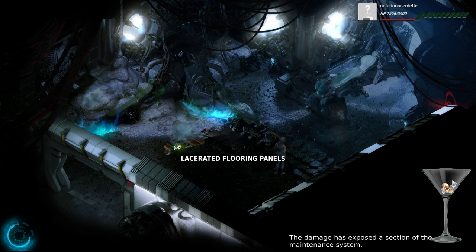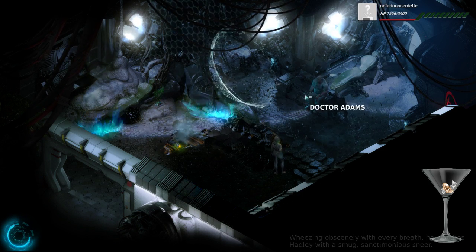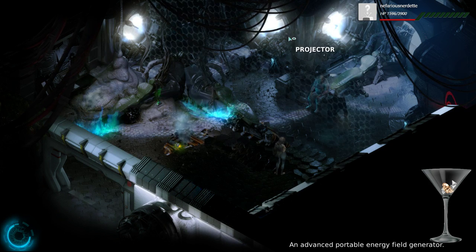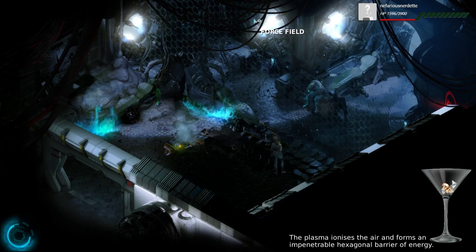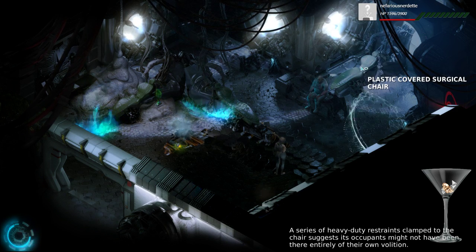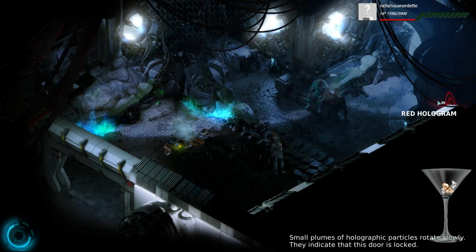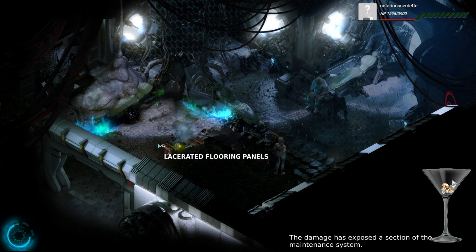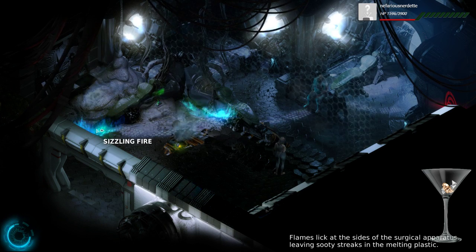Alright. Lacerated flooring panels, the damage has exposed a section of the maintenance system. Got another PDA, smoldering flames, and isolated fire loiters between the congealing clots of fire suppression foam. Dr. Adams, wheezing obscenely with every breath, he watches Hadley with a smug, sanctimonious sneer. Anything else? Projector. An advanced portable energy field generator. Force field. The plasma ionizes the air and forms an impenetrable hexagonal barrier of energy. Plastic-covered surgical chair. A series of heavy-duty restraints clamped to the chair suggests its occupants might not have been there entirely of their own volition. Red holograms. Small plumes of holographic particles rotate slowly. They indicate that this door is locked. Good. Got PDA, lacerated flooring panels. Yep. Fire suppression foam. Noxious vapor still seeps from the gluttonous muck. Sizzling fire, flames lick the sides of the surgical apparatus, leaving sooty streaks in the melting plastic.